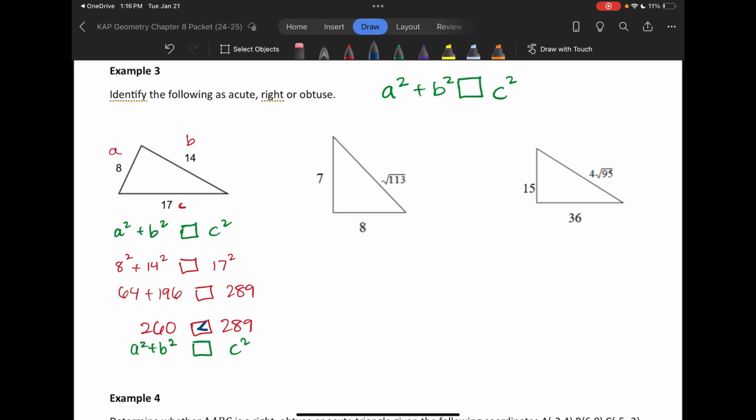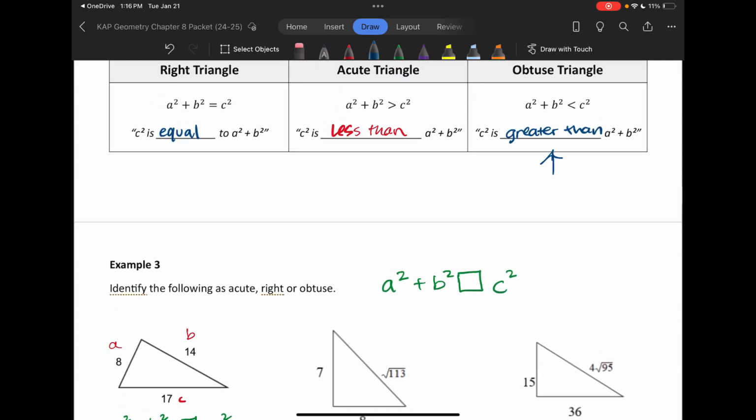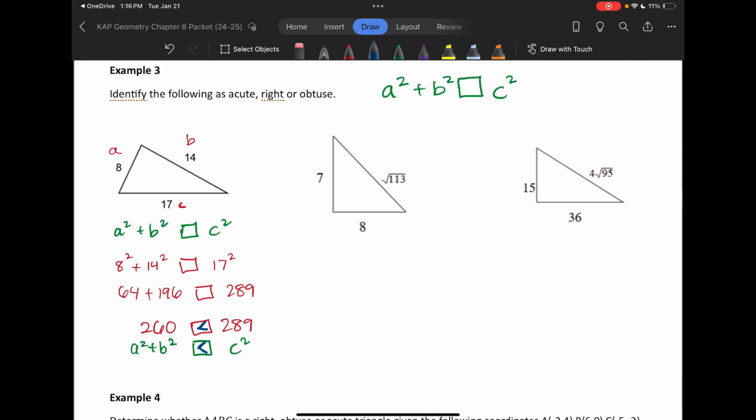And we're seeing here that if I look at this from the perspective of c squared, c squared is bigger, or greater than. Looking back above, when it's greater than, we say that the triangle is obtuse. So this is an obtuse triangle. And so let's try the next one.